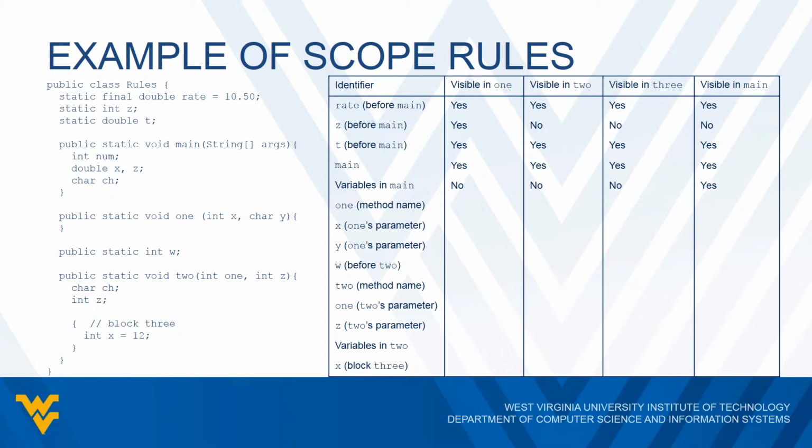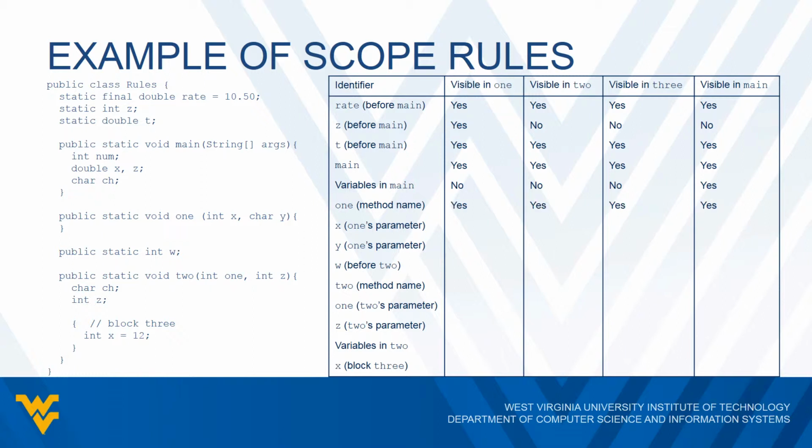Now, what about all the variables in main? So remember, our rule is if we have a local variable, it's only visible within that method. So in this case, these local variables can only be visible in main. It can't be seen in 1, 2, or block 3. It can only be visible in main. So we would have no, no, no, and yes.